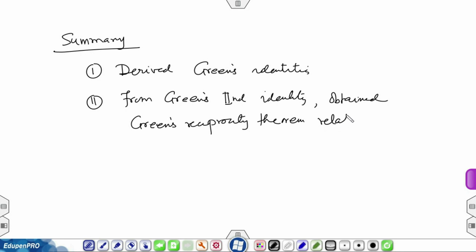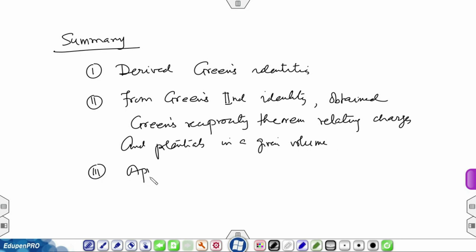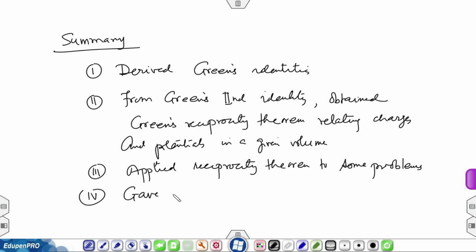relating charges and potentials in a given volume, and third, applied reciprocity theorem to some problems, and also gave energy based derivation of reciprocity theorem. Thank you.